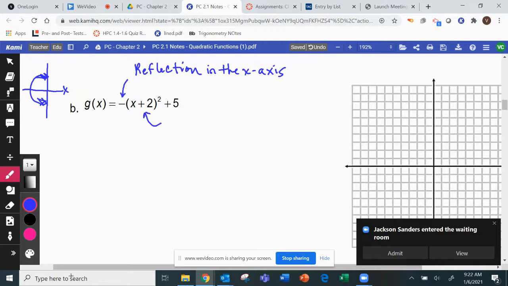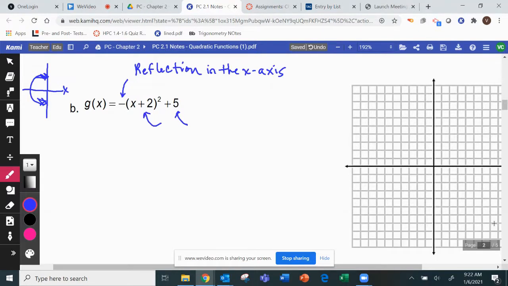Then we've got 2 translations. I've got a +2 right here, which means that I'm going to translate 2 units left and 5 units up.